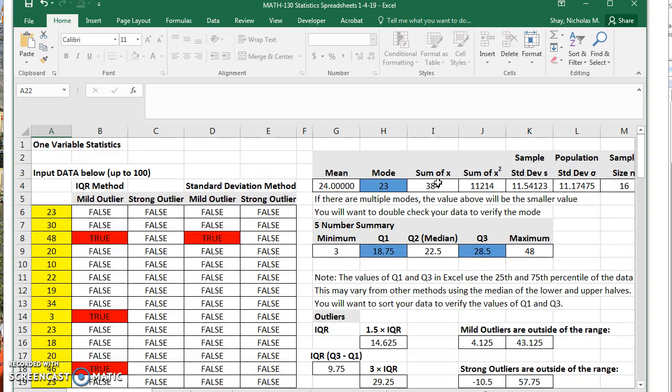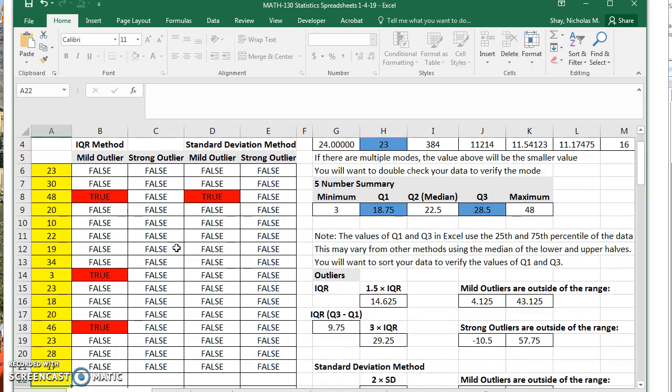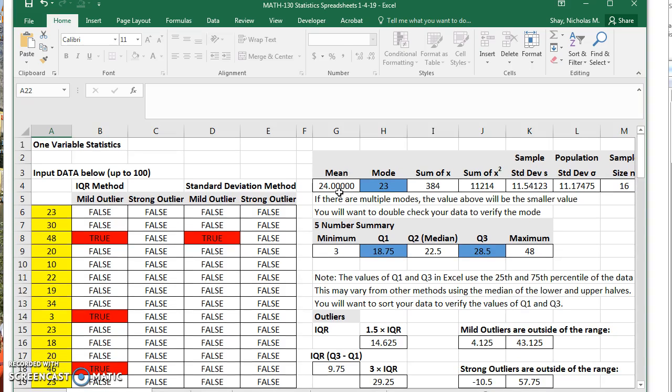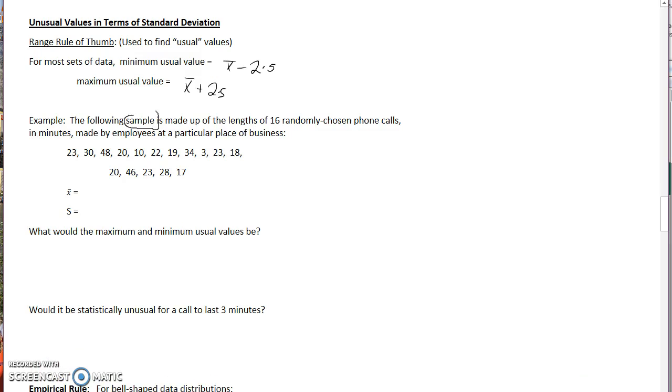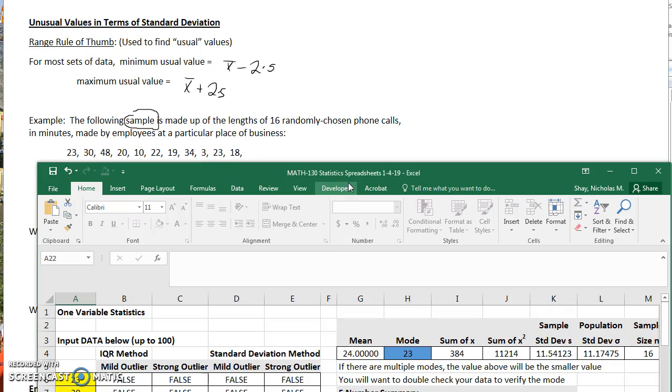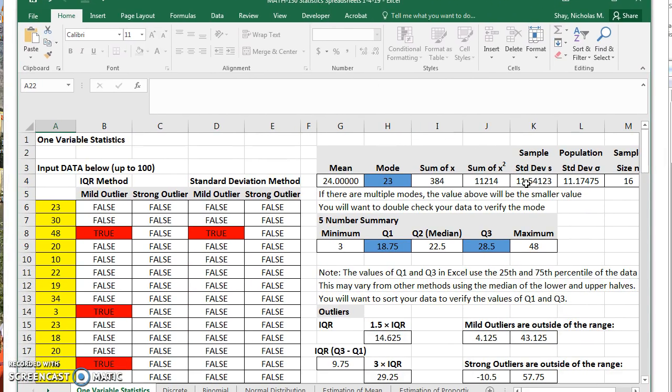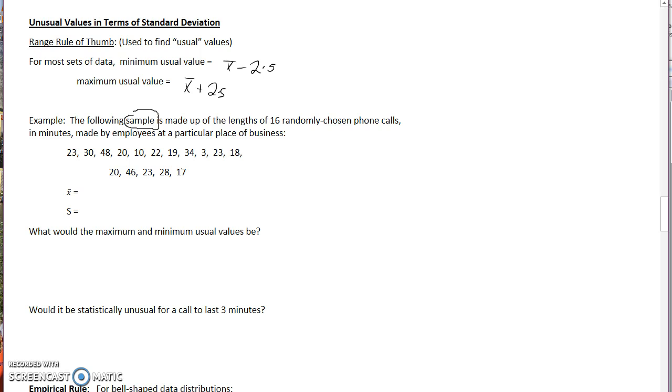All right, so I've got my data values in, and I'm going to double check to make sure they are all good. I think we're okay. So I can see my mean is 24, and then I just need to decide, am I going to pick sample or population? When you look at the problem itself, it says it's sample data, right? This information right here tells us that we're looking for sample data. So I can see that my sample standard deviation is 11.54. So we're going to use a mean of 24 minutes and a standard deviation of 11.54.